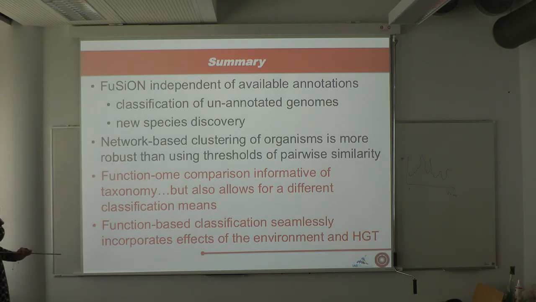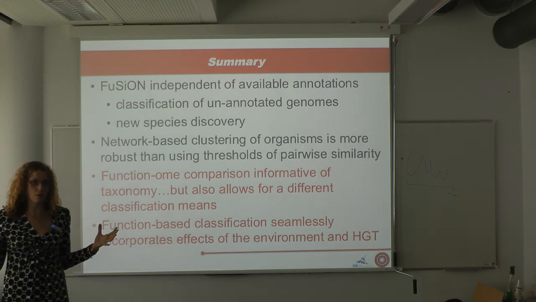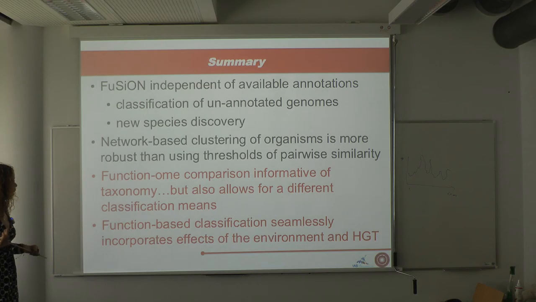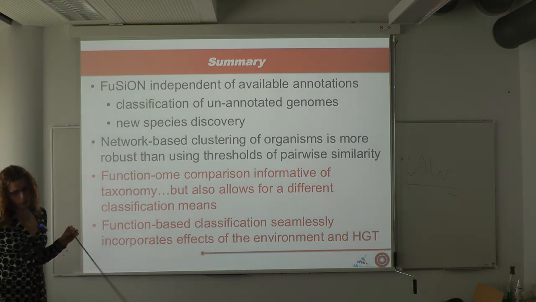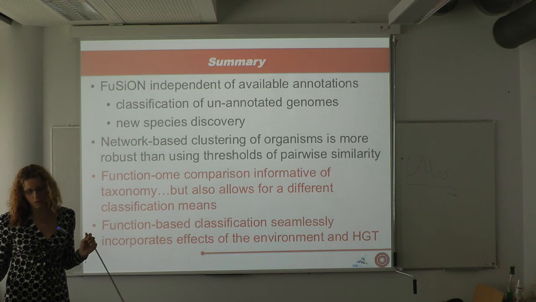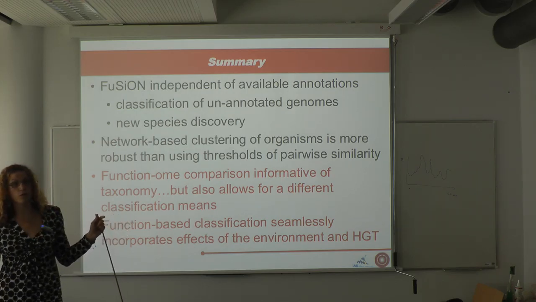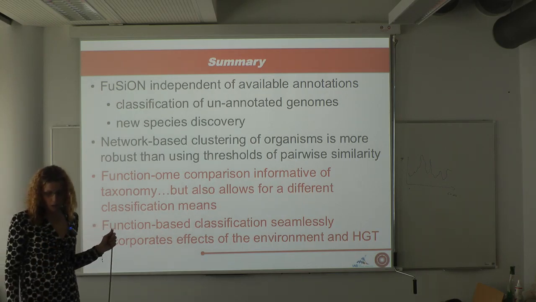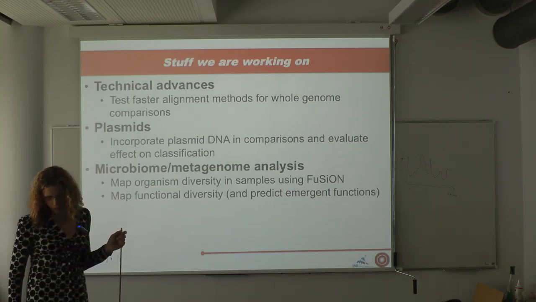Network-based clustering of organisms is more robust than using thresholds of pairwise similarity. I don't like thresholds, as I said, and what we see here is that we cannot use those. Functional comparison is informative of taxonomy, but it also allows for different classification means. Function-based classification seamlessly incorporates the effects of the environment and horizontal gene transfer, which evolutionary approaches cannot deal with. So we're doing a lot of really cool stuff.